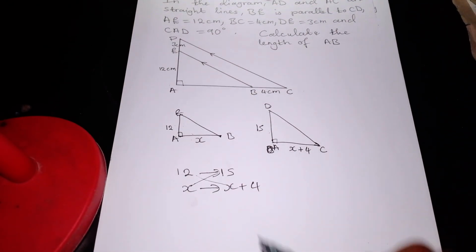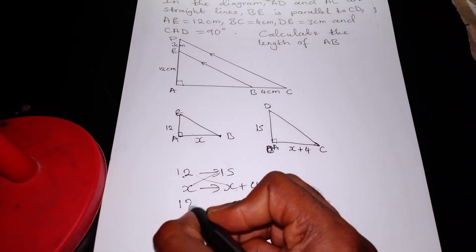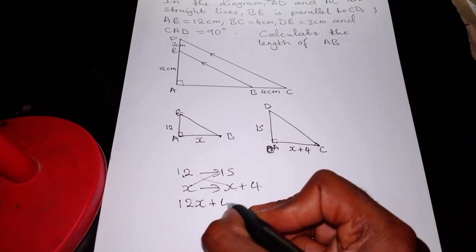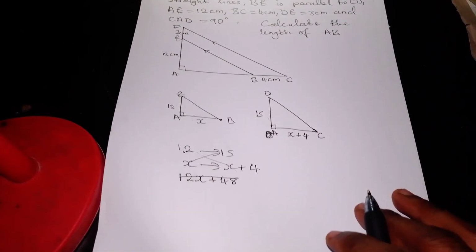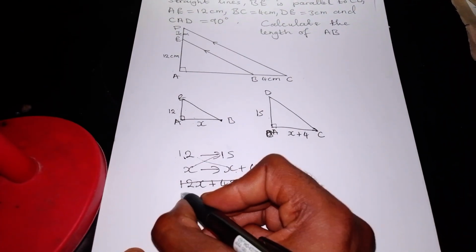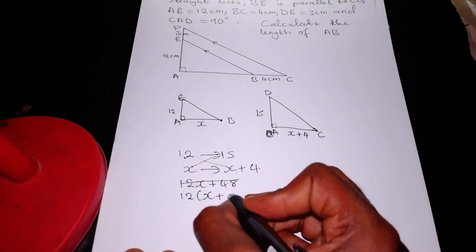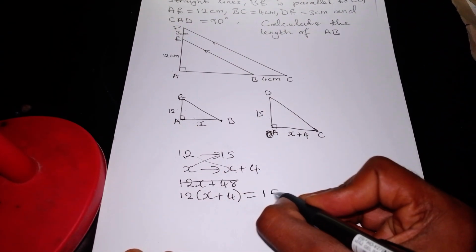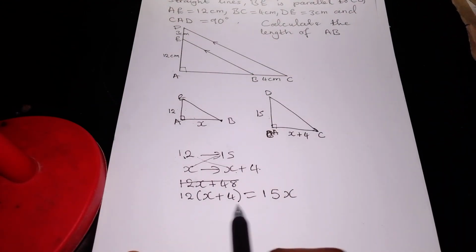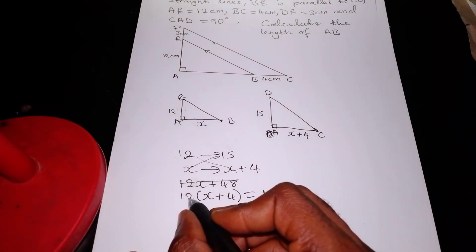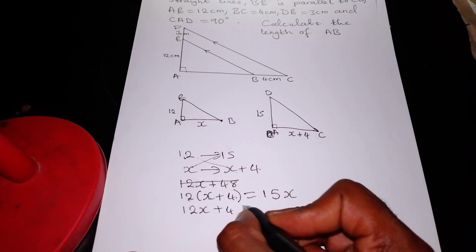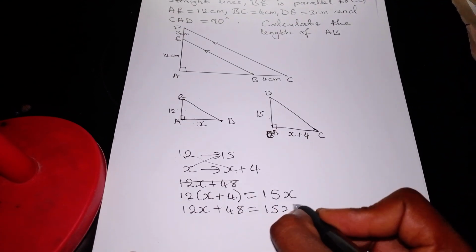So let's cross multiply. So this by this, we have 12 and then x plus 4. I don't want to use shortcuts. And then x by 15, we have 15x. And then to solve for x, we can expand this by saying this times this, we have 12x. This times this, we have 48, which is equal to 15x.